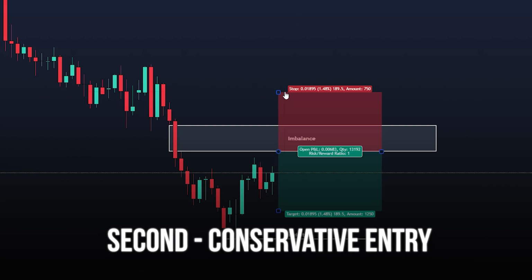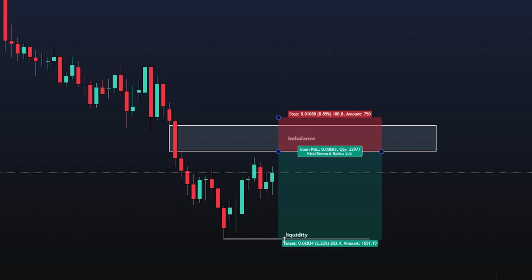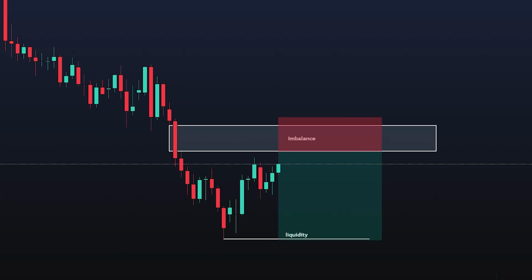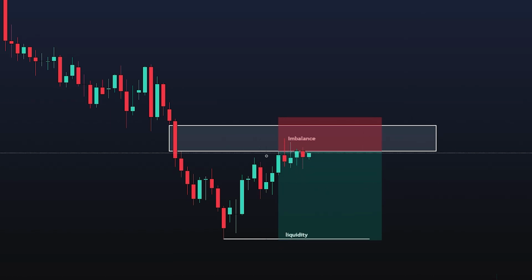The second approach is a conservative entry. Here we wait for the price to react to the imbalance zone. We enter the trade only after confirmation, not in advance. The choice of method depends on your trading style. If speed and dynamics are important to you, an aggressive entry allows you not to miss a move. If you prefer additional reliability, a conservative approach gives you more confidence in the trade.